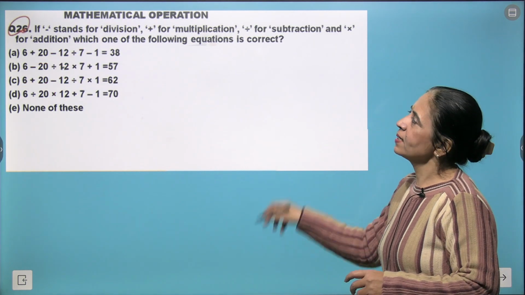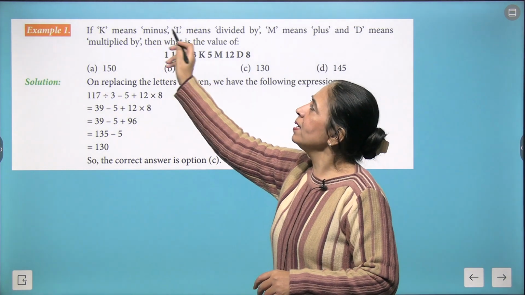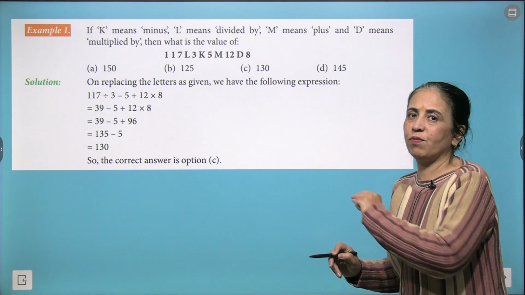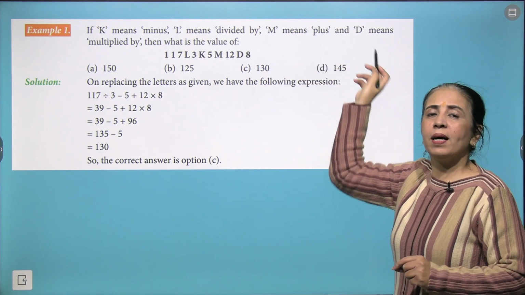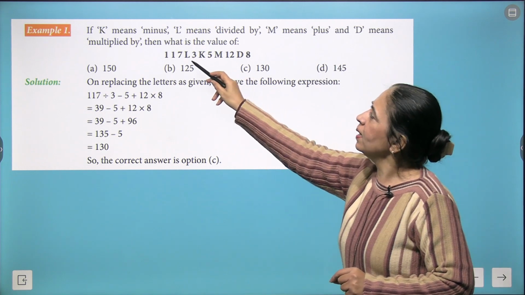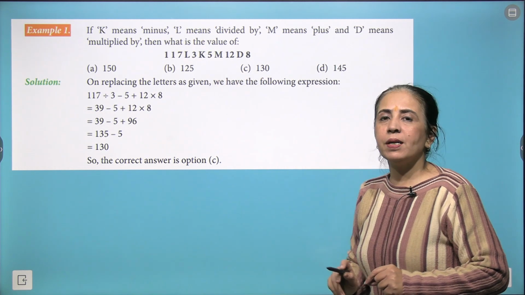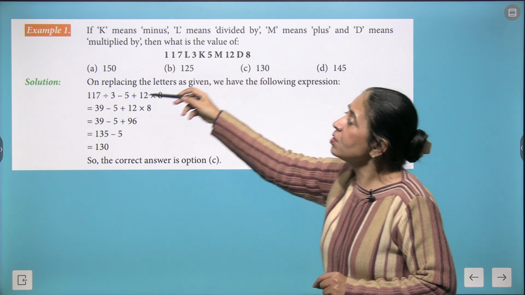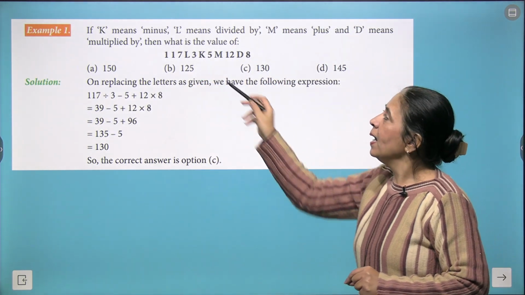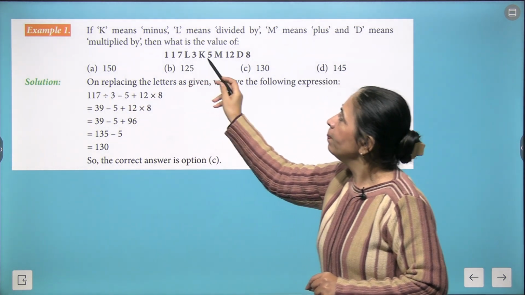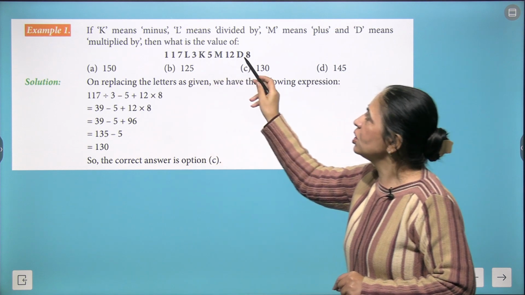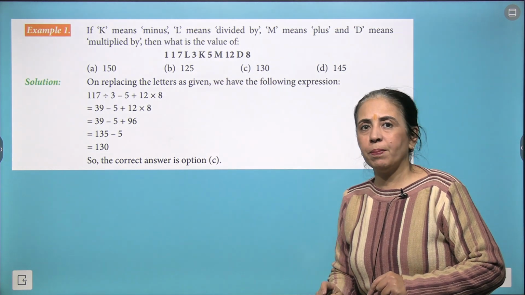Now let's come to the next example. Here K means minus, L stands for divided by, that is division, M is for plus, and D is for multiplication. Now we could see the 4 alphabets are written here. We have first replaced these alphabets with the symbols: L is division, K is subtraction, M is for addition, and D for multiplication.